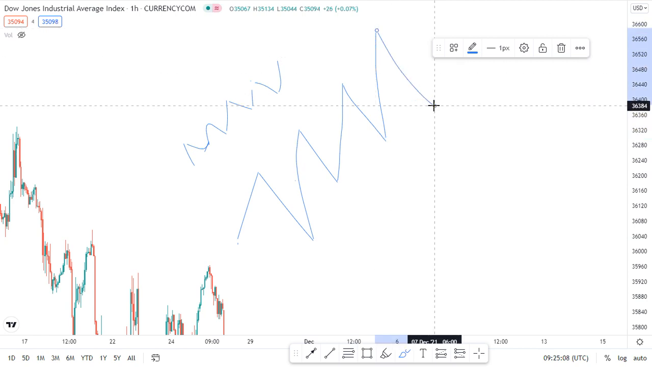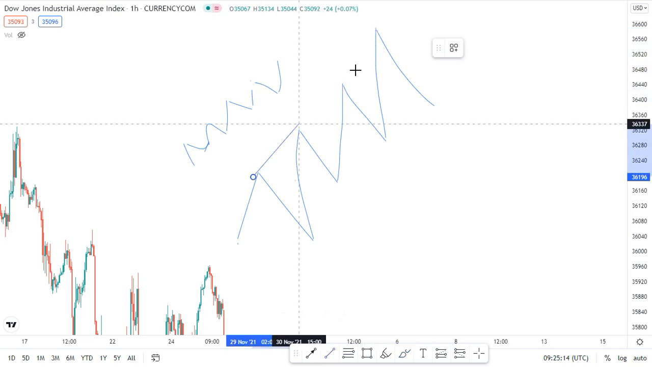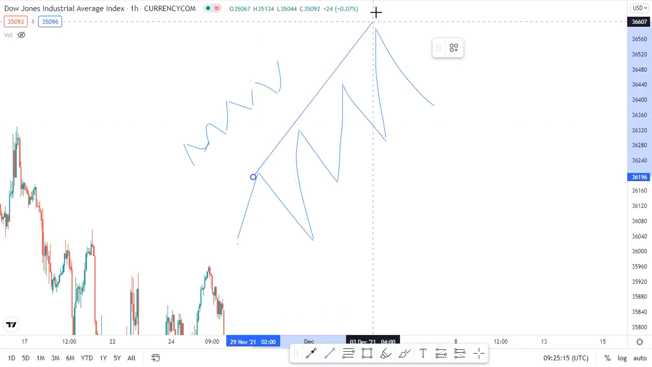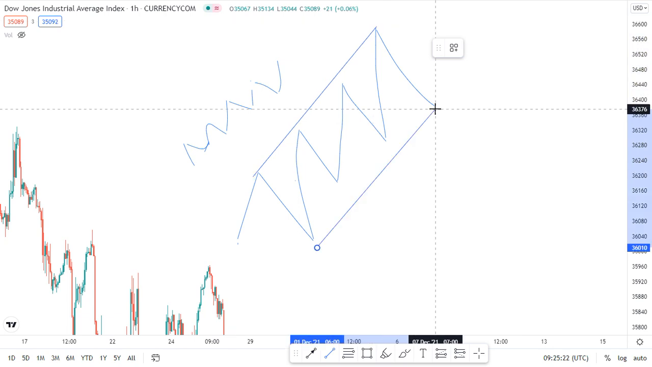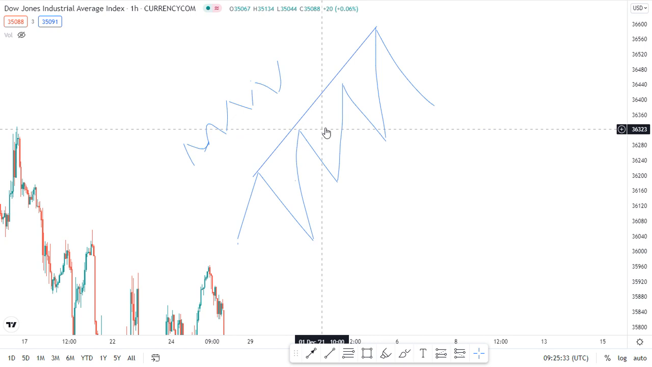For those who trade with trends, they can come here and put their lines. This one shows that the market is on an uptrend, and we can see that it's on an uptrend. So this is very important when we are trading smart money concept. You have to know the market structure. You have to know where the market is going next.